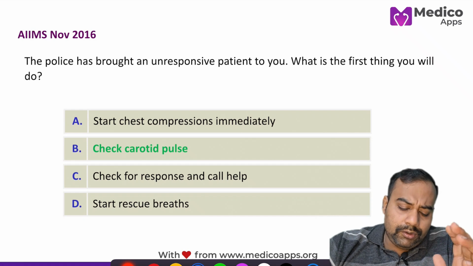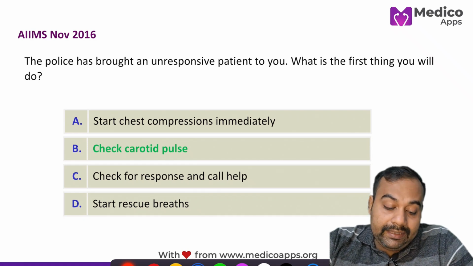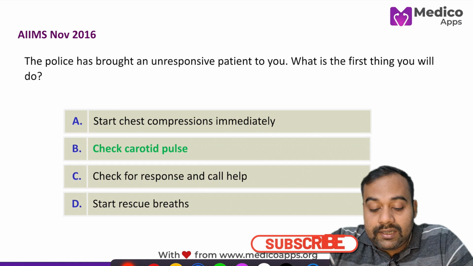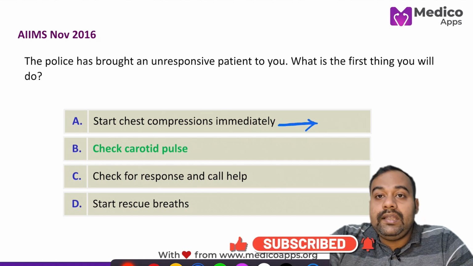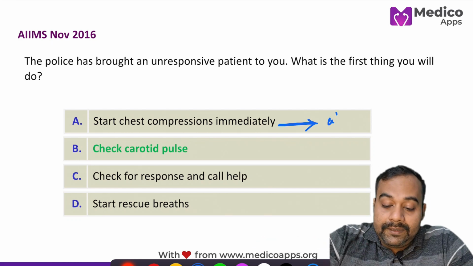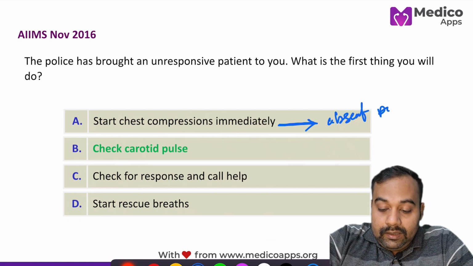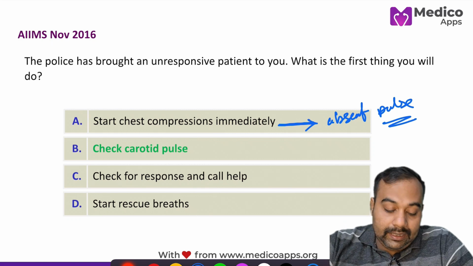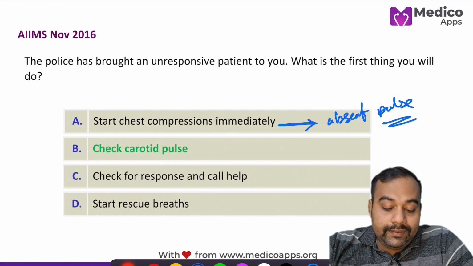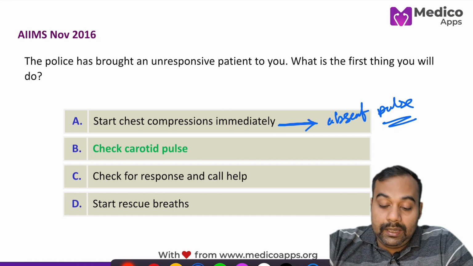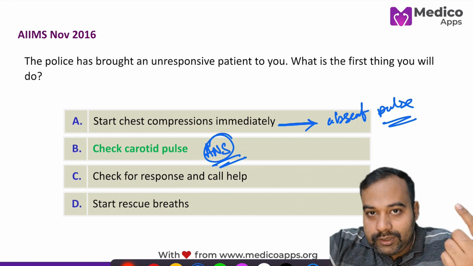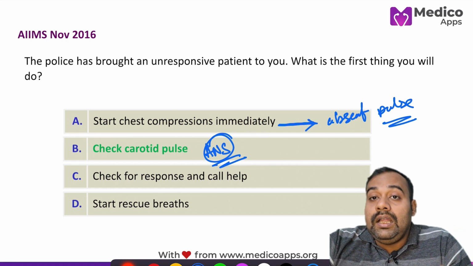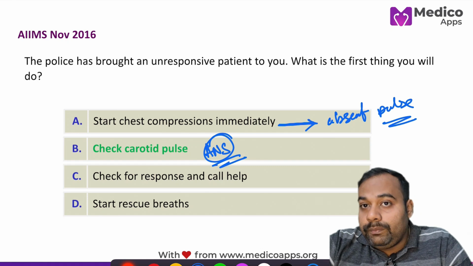So in this scenario, option A stated to start chest compression immediately. No, that is supposed to be done only if there is an absent pulse. Here your answer is going to be check for the carotid pulse, because you have to look for the responsiveness first, followed by checking the pulse and chest movement, like the respiratory and the circulation.